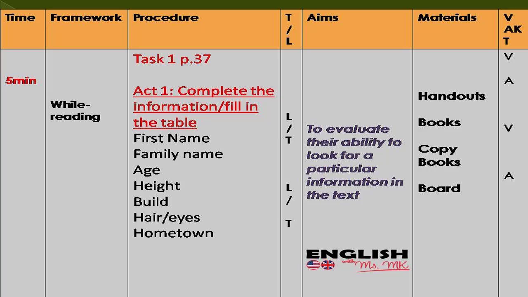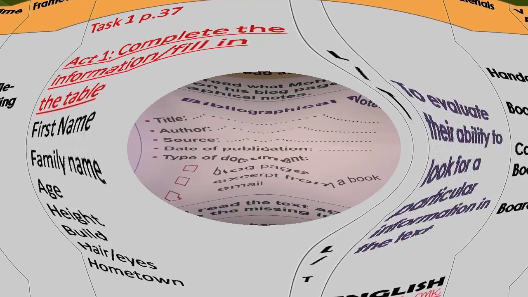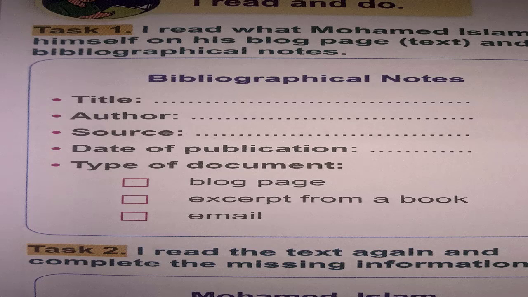For your pupils, in this activity, they are able to know the nature, the type of the text, the source, the author. So you are teaching them many things through task 1. So it's very important to recognize the title, the author, and the source, and you have to explain to them the date of publication and the type of document. What is a blog page, what is an excerpt from a book, and what is an email. You have to explain the format. As I always tell you, the format is very, very important.